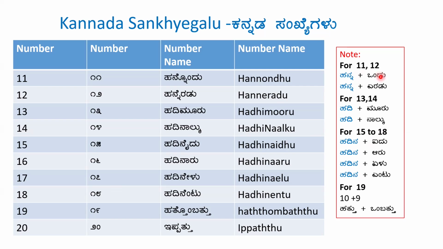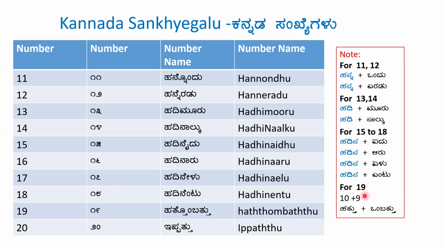In the case of 11, hanna plus ಒಂದು. 12, hanna plus ಎರಡು. 13, hadi plus ಮೂರು. 14, hadi plus ನಾಲ್ಕು. 15, hadina plus ಐದು. 16, hadina plus ಆರು. 17, hadina plus ಏಳು. 18, hadina plus ಎಂಟು. So, as I told you, learning numbers 1 to 10 is very important. Once you learn the numbers 1 to 10, the rest of the numbers are easy.